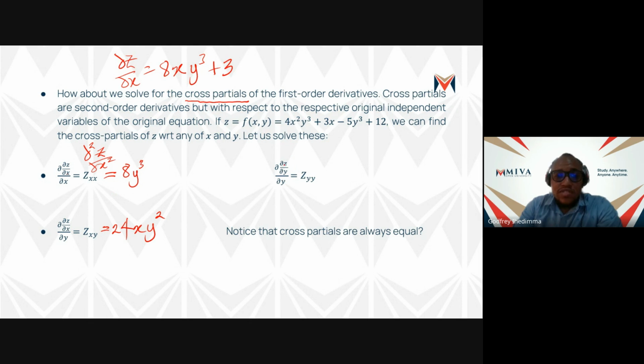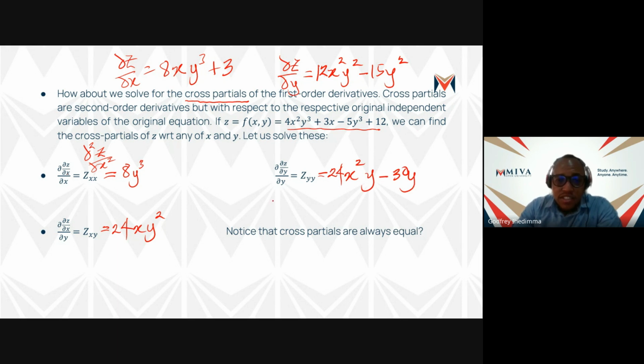Then can we have ∂z/∂y, the differential of this with respect to y? Let us recall that when we differentiated this original function with respect to y, we had ∂z/∂y equals 12x squared y squared minus 15y squared. This is what we had. So we're going to differentiate this with respect to y, and y is raised to power 2. The index of 2 multiplying 12 gives us 24x squared y, minus, this gives us 30y.